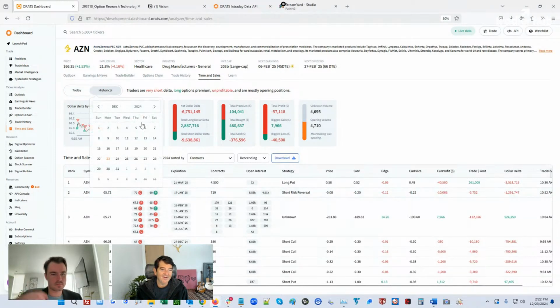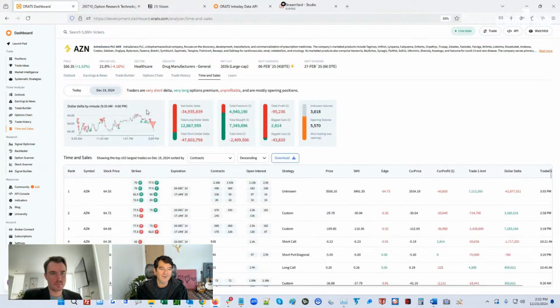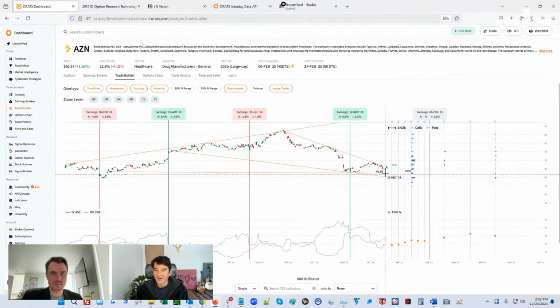And let's look at historically what's been going on. So they were very short delta at 64, 65, and now it's 66. So the traders aren't doing too well in this particular stock. Let's look at the 19th. Very short delta at 64. So we're going against these traders. Tyler, how's that? All right, I'm down to try it. All right, so let's go check the trade builder out.